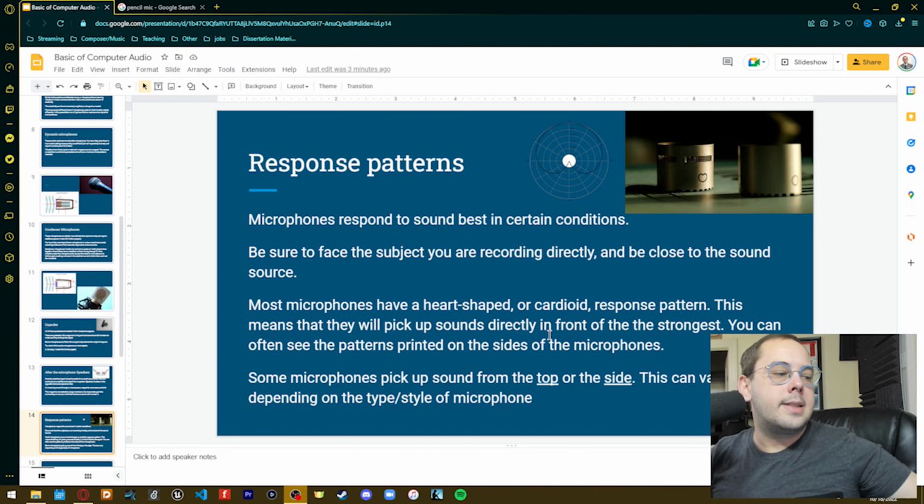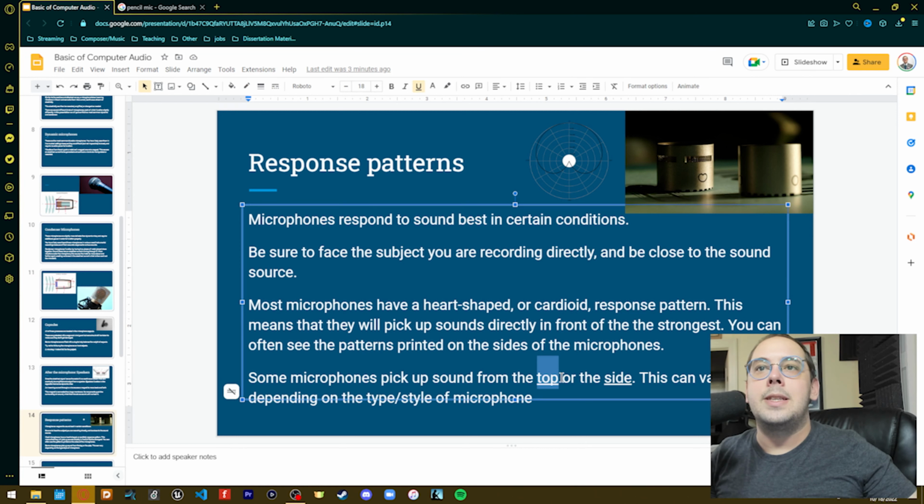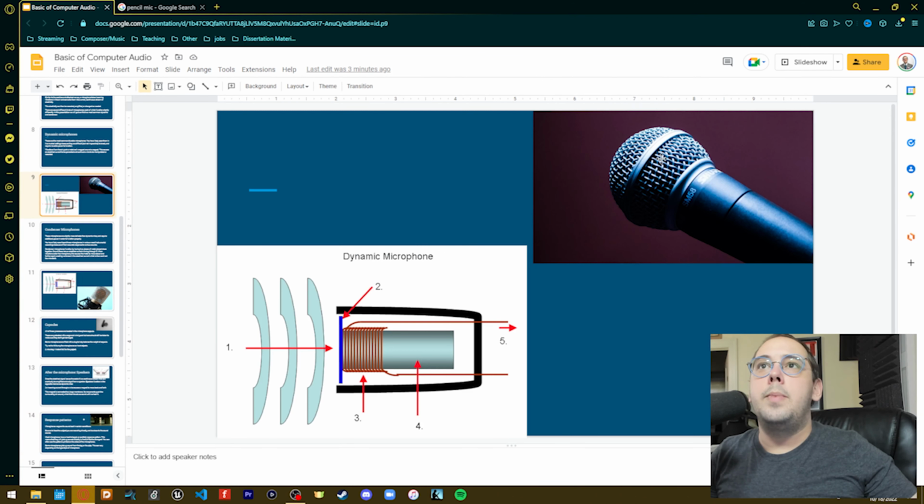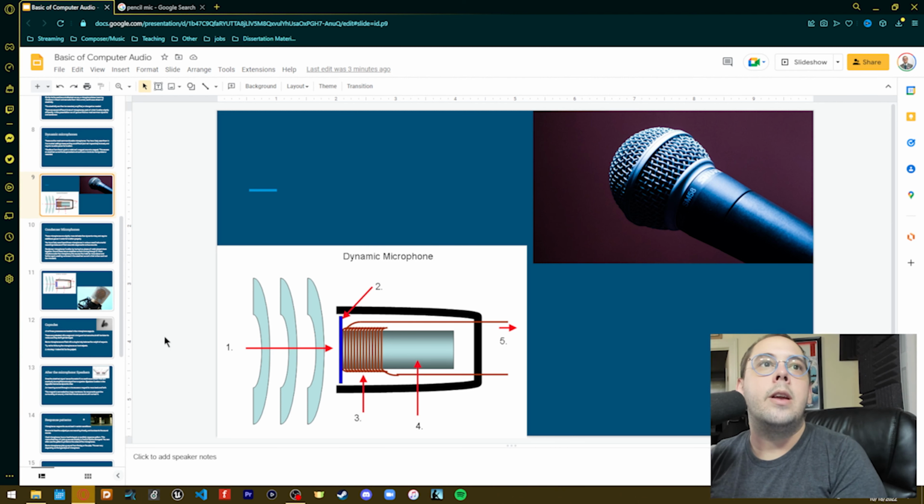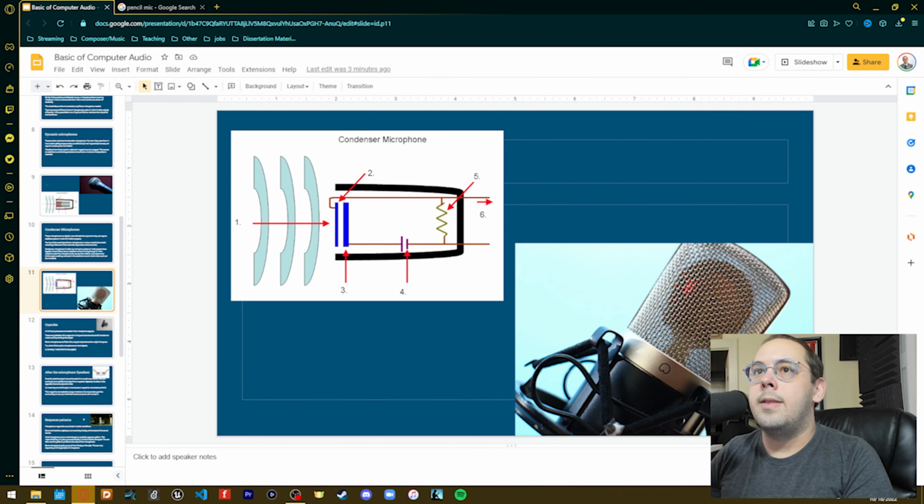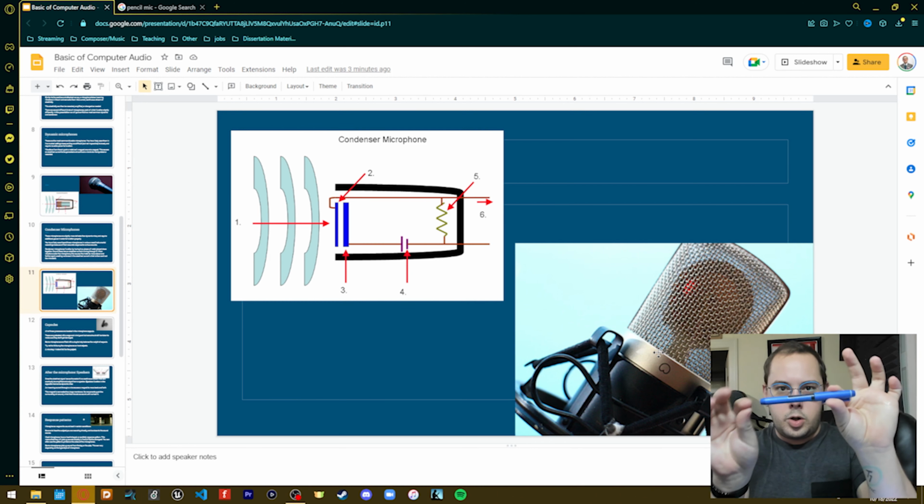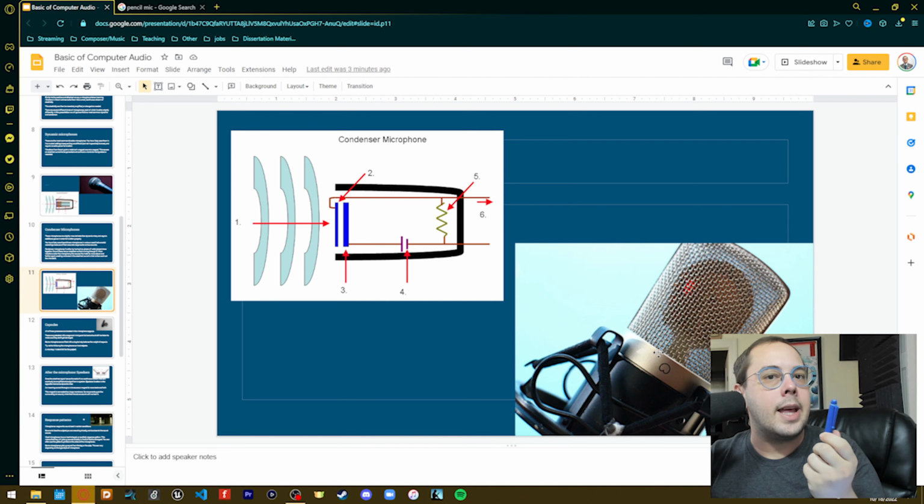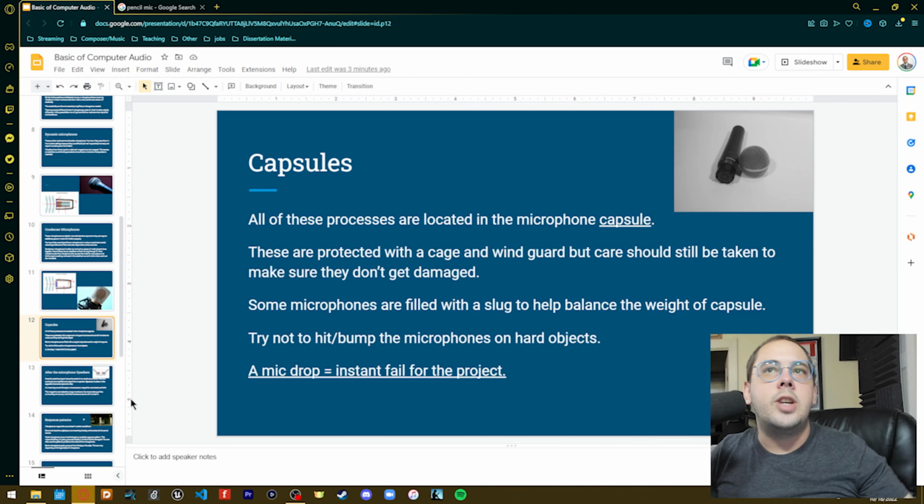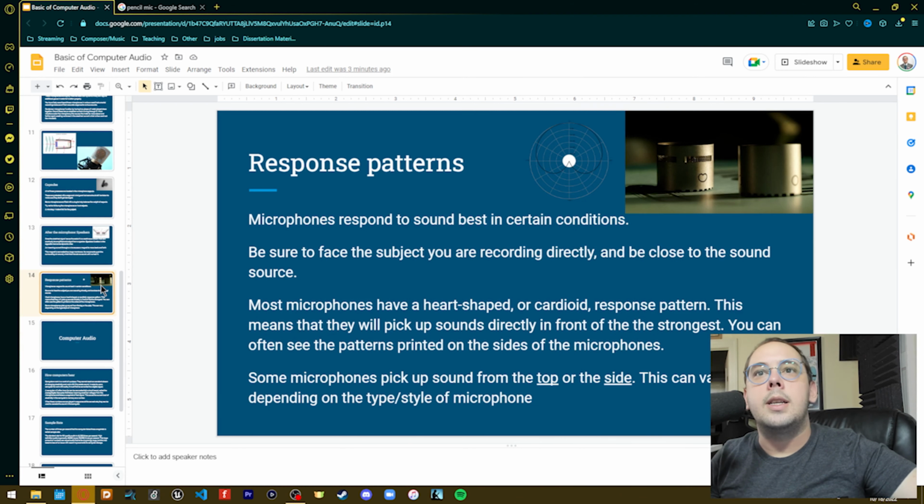The reason I want to bring this up is because it's important to know whether your microphone picks up its sound from the top end or the side. This one would be at that top end of the microphone, this end right here, whereas this one would be on the side. You notice, comparatively speaking, they're both long tubes, so instead of talking directly into one end, I could talk into it like this. It varies from microphone to microphone, so just check to see what you've got.